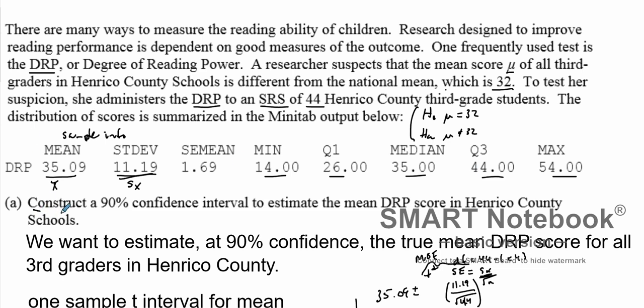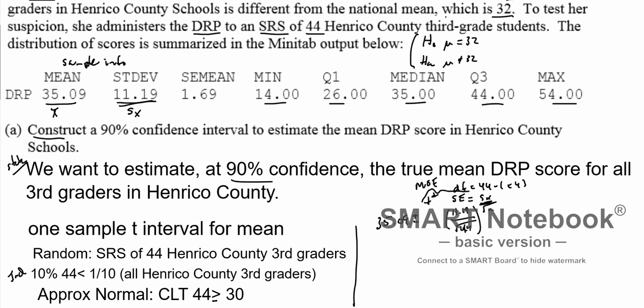So we're going to construct a 90% confidence interval to estimate the mean DRP score in Henrico County schools. The first thing is we want to state what we're doing, or our parameter, and our confidence level. So we want to estimate at 90% confidence the true mean DRP score for all third graders in Henrico County. That's what we're trying to do. What we're going to use is a one sample t interval for means, and make sure you have your conditions.